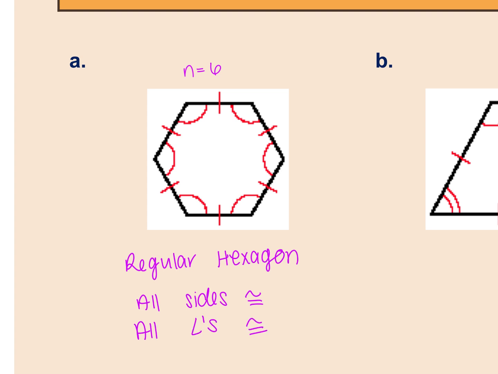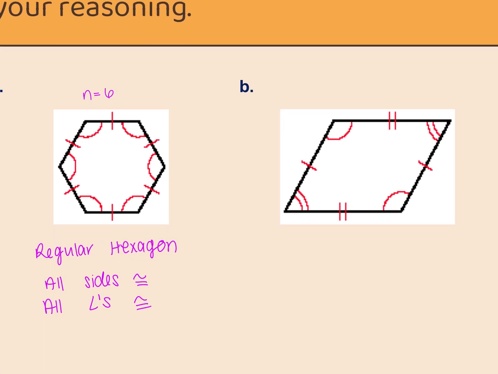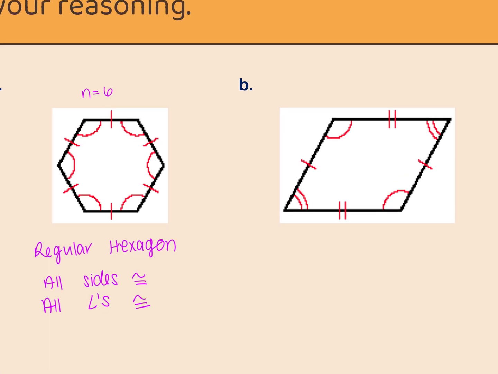All right, looking at B, how many sides are there in this shape? 4. So n is going to equal 4. And what's the name of a shape with 4 sides? Quadrilateral. Are all my angles congruent? Are all my sides congruent? No, so this is just a quadrilateral.